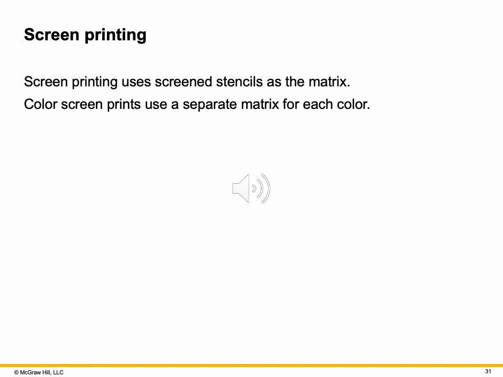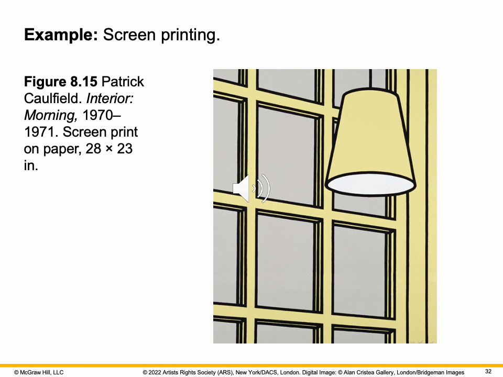Screen printing. Screen printing uses screen stencils as the matrix. Color screen prints use a separate matrix for each color. To make his color screen print Interior Morning, Patrick Caulfield prepared one screen for each color. The preparation of multiple color screens is relatively easy and inexpensive.